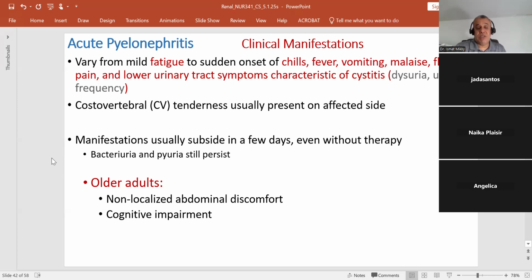Which is the same explanation, because they have a short urethra, and that explains why they develop more UTIs, the frequency of UTIs, for the same reason.